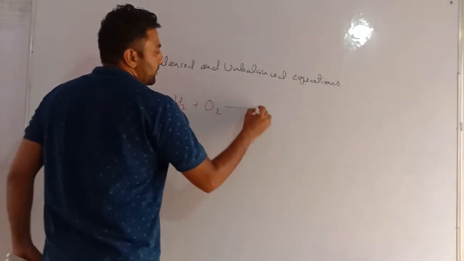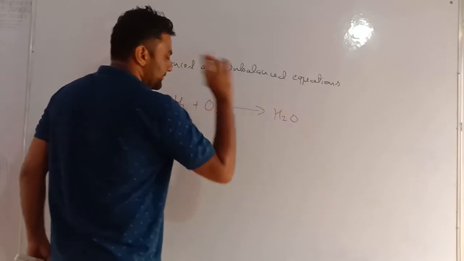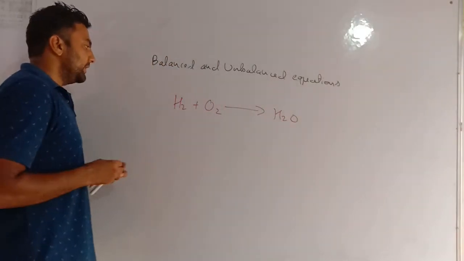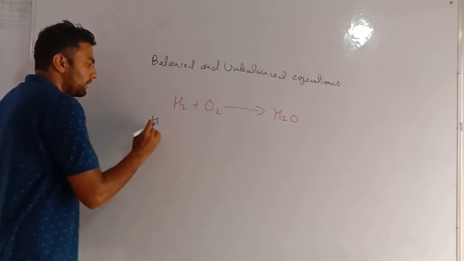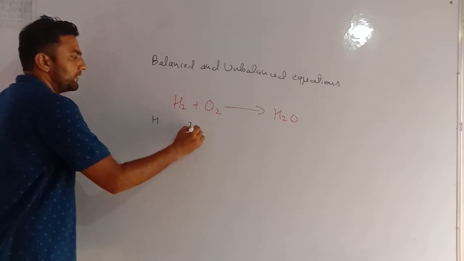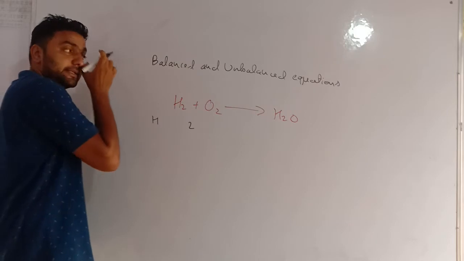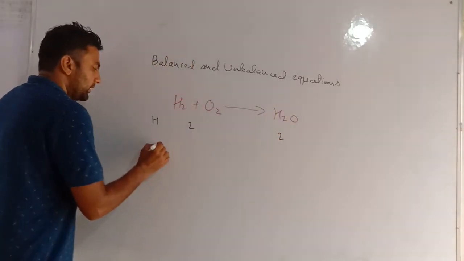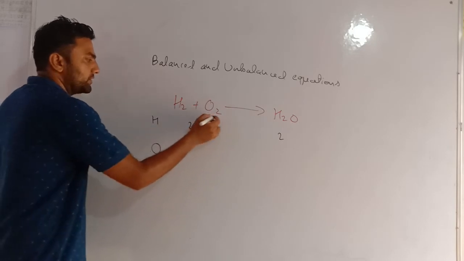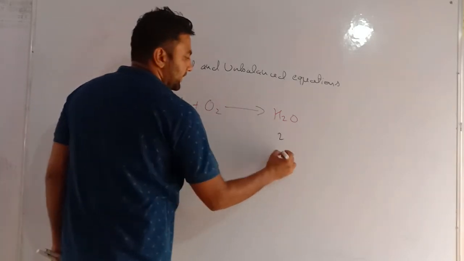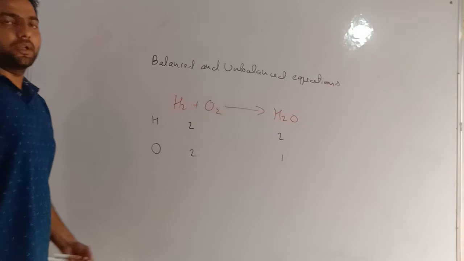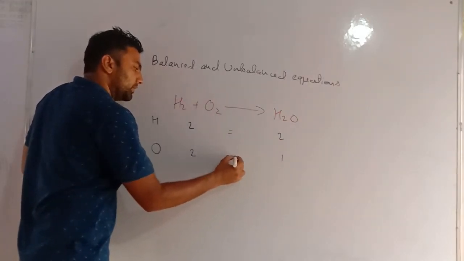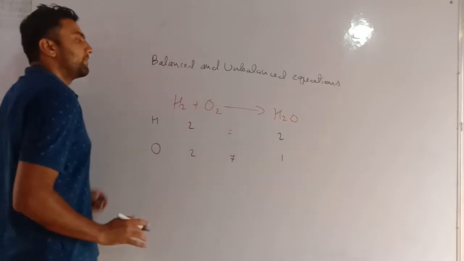Hydrogen plus oxygen gives us water. Here you can see hydrogen is having two atoms in reactants and two atoms in products. Oxygen is having two atoms in reactants and one atom in water. Very important: here hydrogen atoms are equal, but oxygen atoms are not equal.